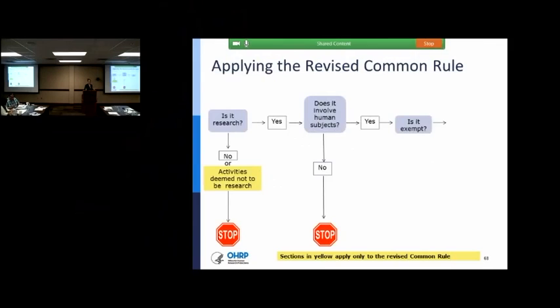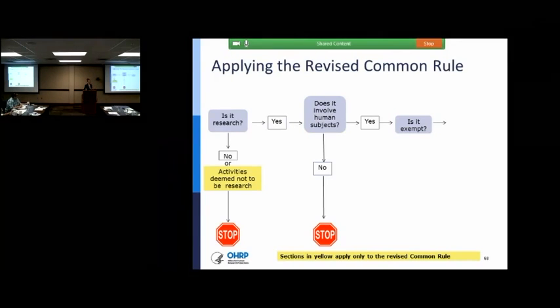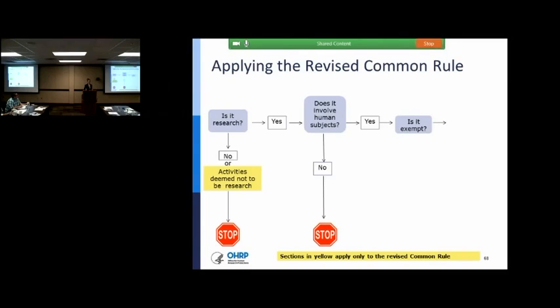So when you get to whether or not it involves human subjects, the process that you use for making that decision is the same as it would have been under the current rule. So if the answer is yes, it is human subjects research, then we move to, is it exempt?